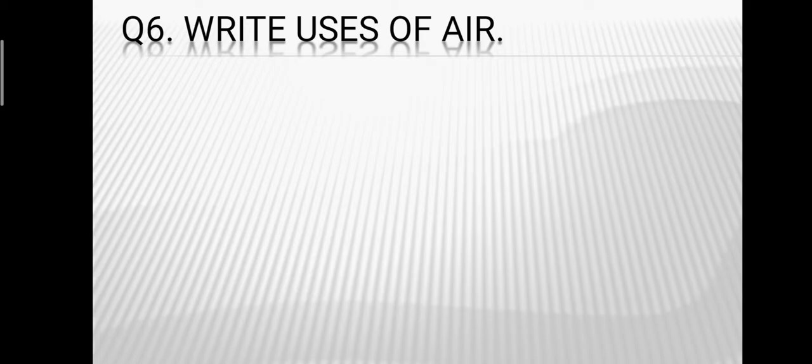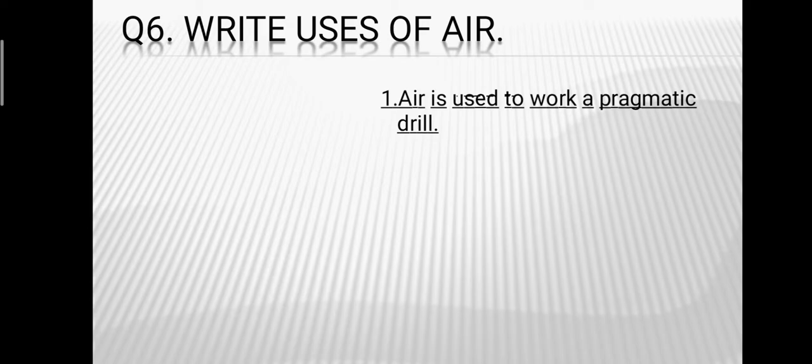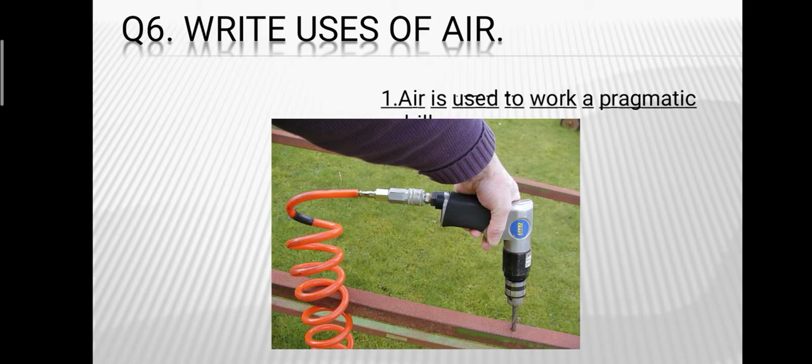Now, question number 6, right? Uses of the air. Air is used to work the pneumatic drills. And number two, wind is used to move the sailboats.